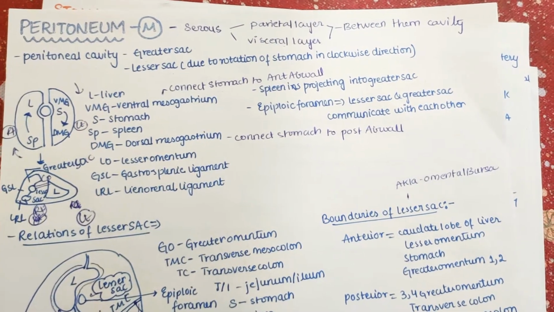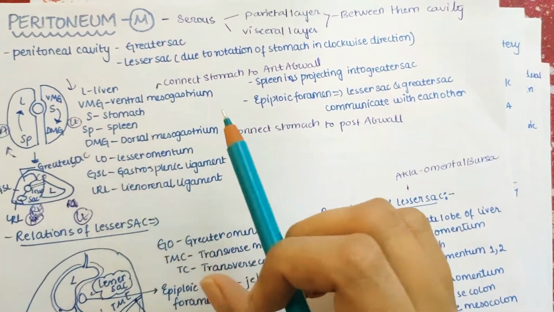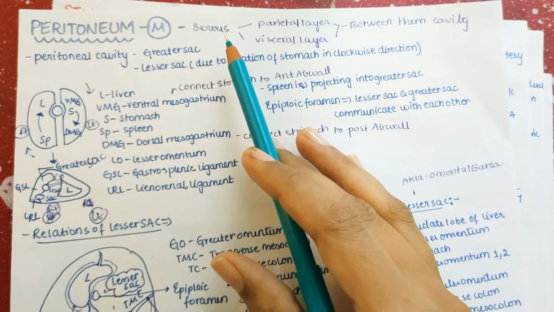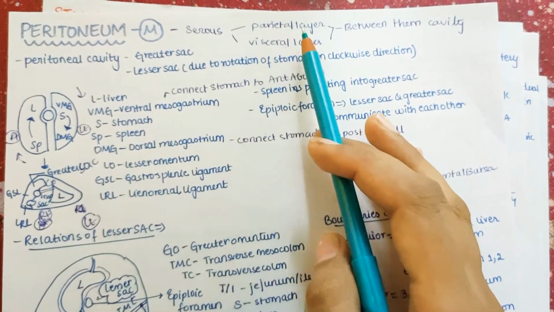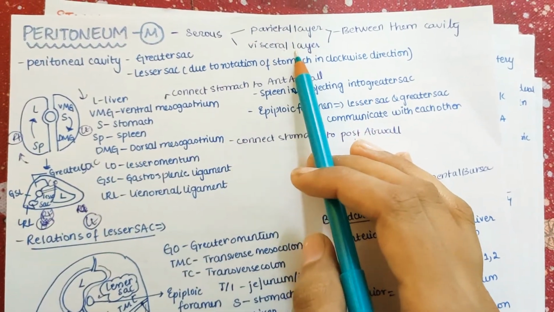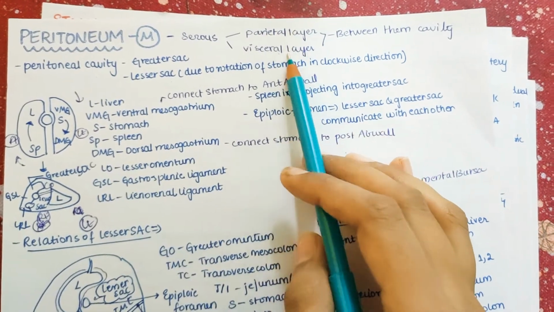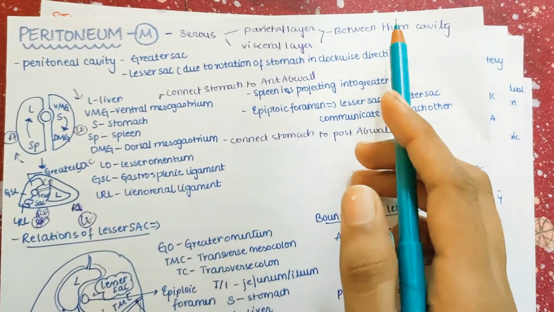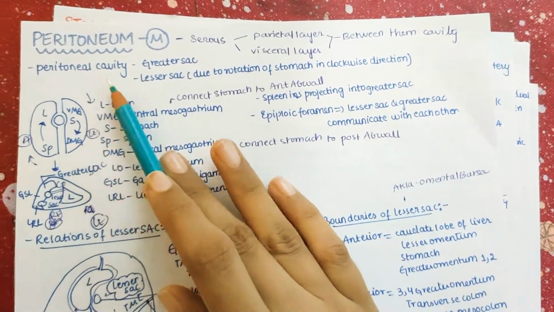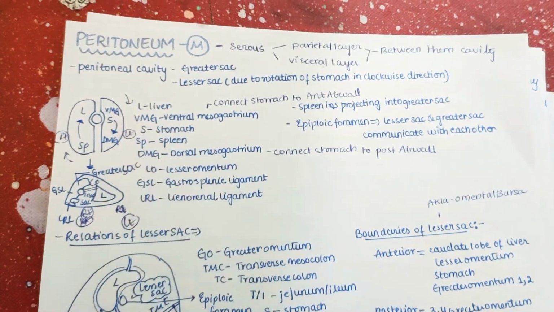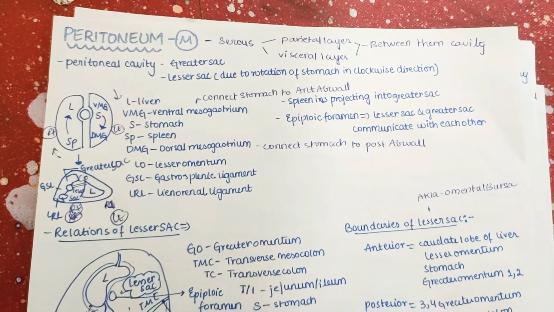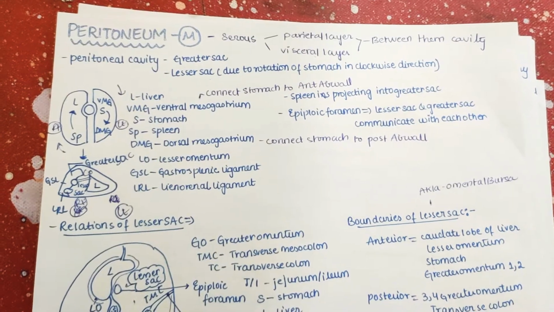In this video, we are going to understand the peritoneum. The peritoneum is of serous type and it is divided into a parietal layer and a visceral layer. In between this parietal layer and visceral layer, there is a cavity called the peritoneal cavity. The peritoneal cavity is in turn divided into the greater sac and lesser sac.